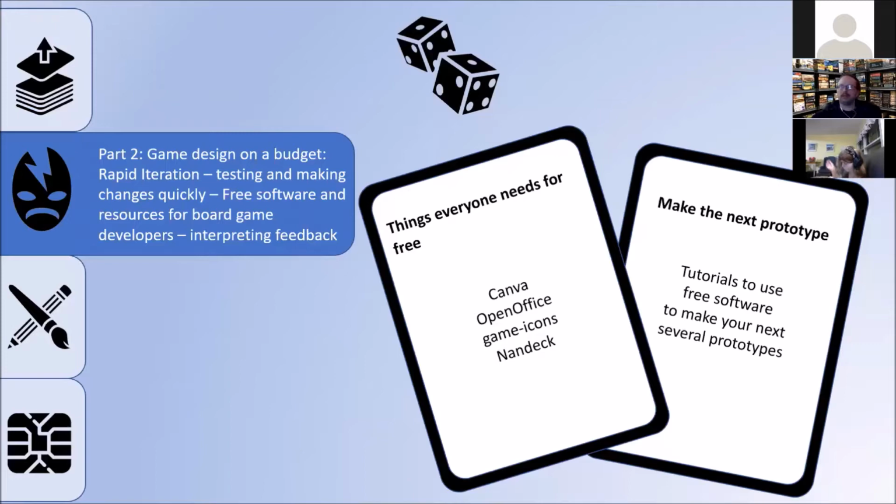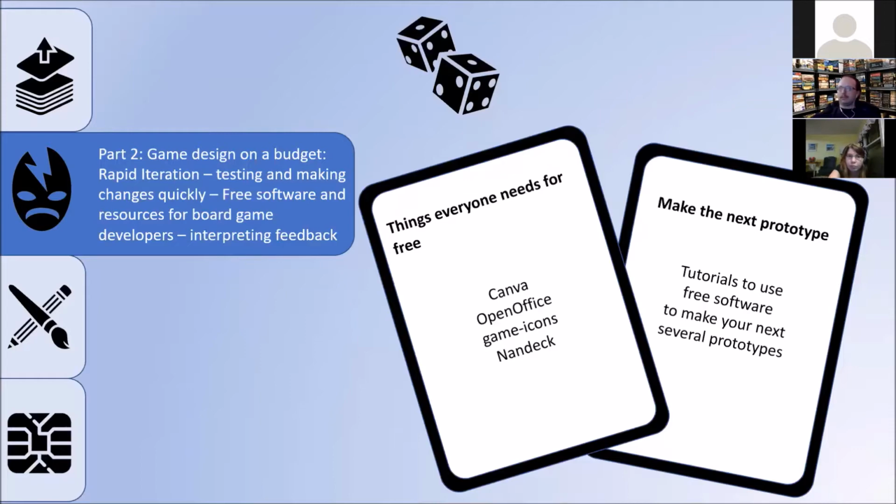So how to do that on the fly, how to do it super quickly in between playtests, because the quicker you can be iterating your game design, the quicker you're going to get to more playtests and the more feedback you're going to be getting. Along with that is going to be a whole section on how to interpret the feedback you're getting back from these playtests, and some of the key things you need to keep in mind.